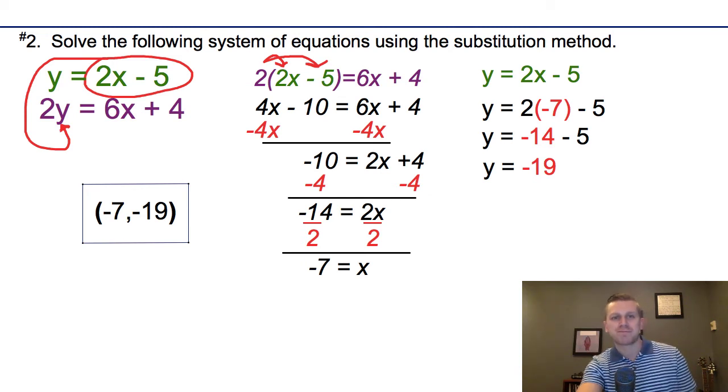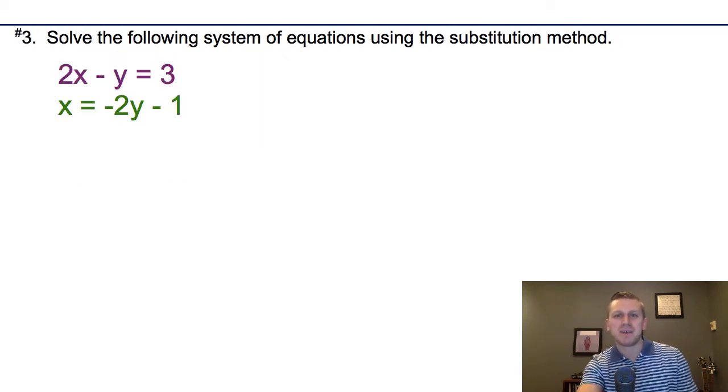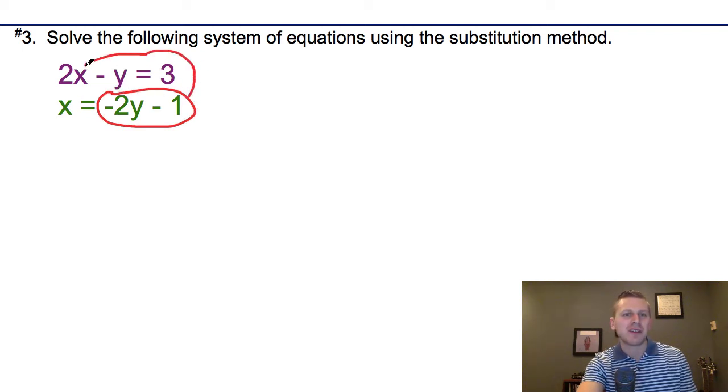Let's try another one. See if you can solve this system of equations using the substitution method. Here I don't have y by itself, but just as good, I know what x equals. X equals negative 2y minus 1, so I can plug what x equals into the other equation for x.